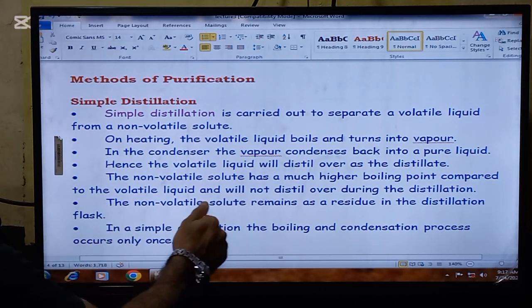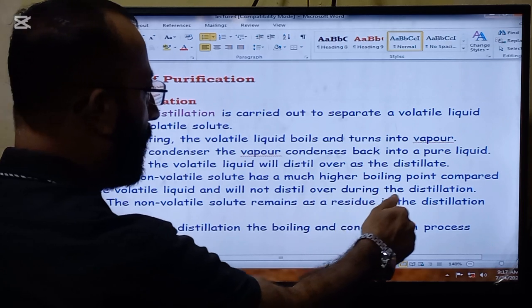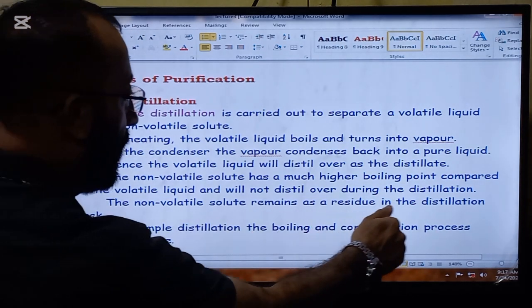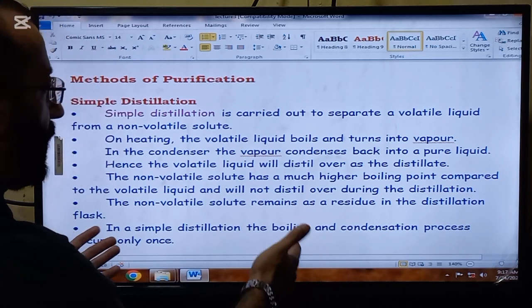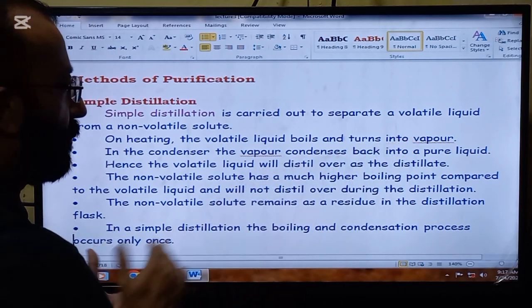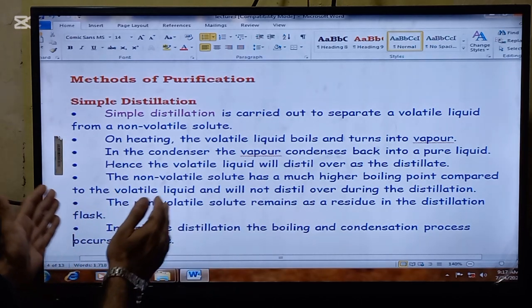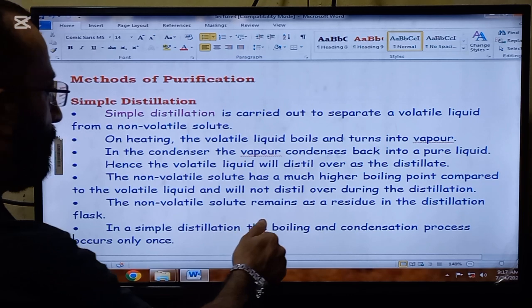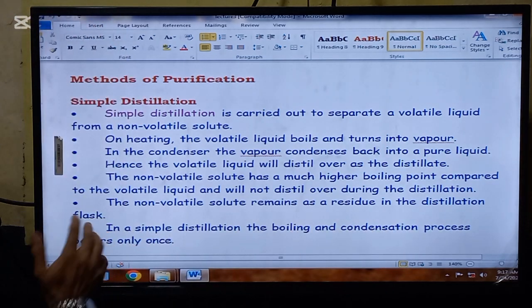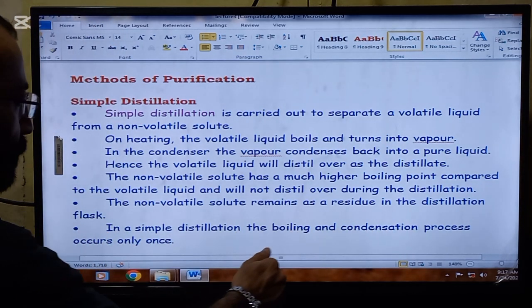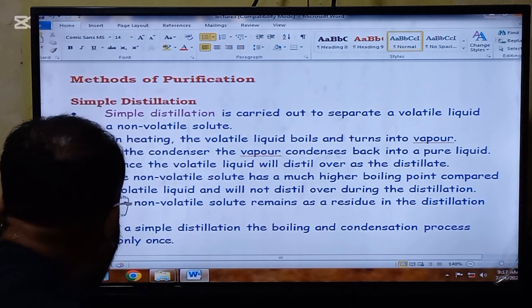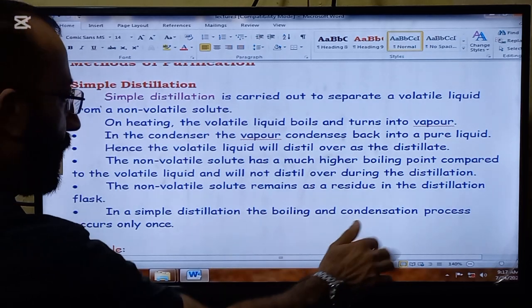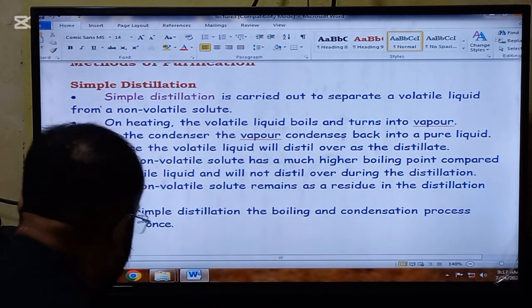The non-volatile solute has a much higher boiling point compared to the volatile liquid and will not distill over during the distillation, because its boiling point is higher than that of the volatile liquid. So it will be left in the container. The non-volatile solute remains as a residue in the distillation flask. In a simple distillation, the boiling and the condensation process occurs only once. This is a very important point to be noted: boiling and condensation occur only once.